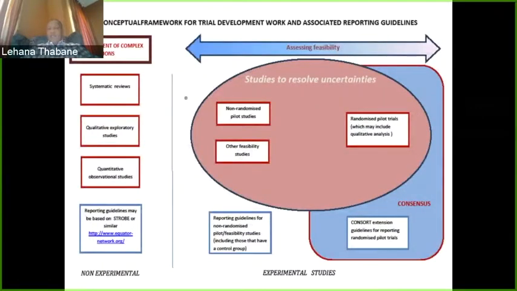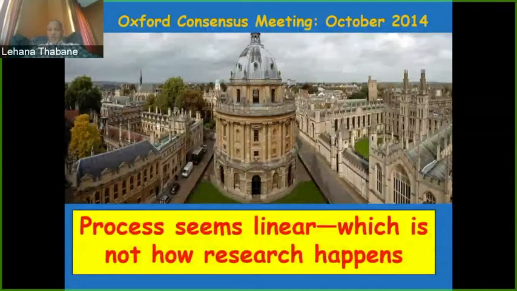And when we started, we had a very large landscape. We could start with pilot studies or feasibility studies for non-randomized studies. Some are randomized. So we really had a wide spectrum, and we were advised when we had the consensus meeting that perhaps it's best to narrow it down to just randomized controlled trials. So our conceptual framework was narrowed down. Instead of having it linear, we should make it more cyclic, which is really how research happens, but focus more on the one for randomized controlled trials.